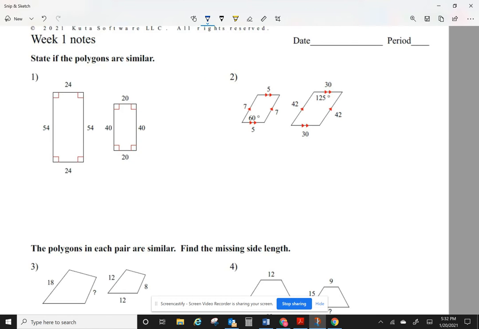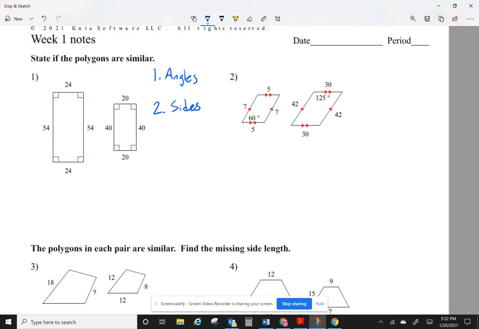In order for figures to keep the same shape, they must have the same angles. So there are going to be two criteria we're going to meet. One of them, angles, so we're going to check the angles. And the second criteria, we're going to check sides. Once again, for the figures to be the same shape, they must have the same angles.